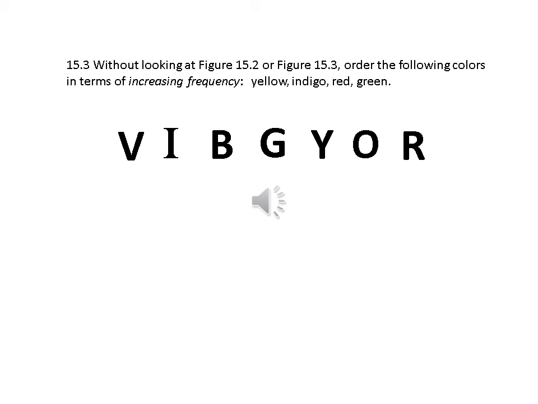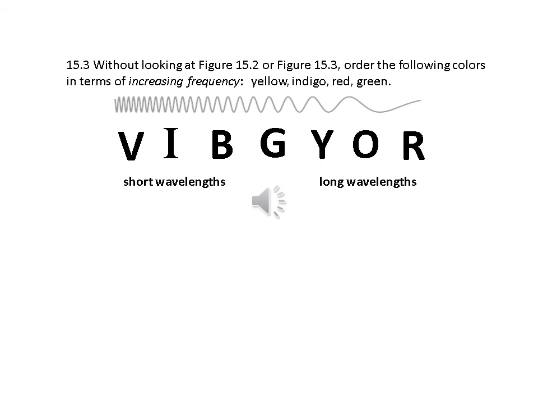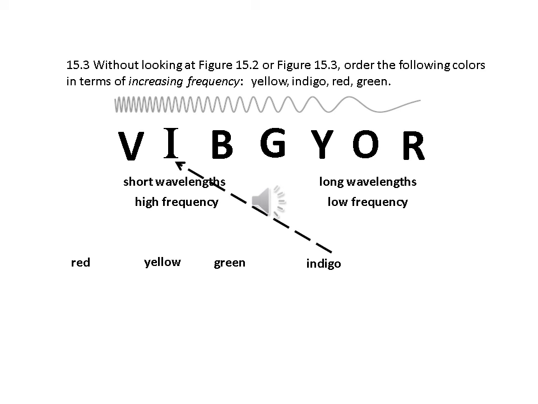Remember that at the right side where red and orange are, you're going to have long wavelengths. And at the other side, where you have violet and indigo, you're going to have the short wavelengths, which means that over by red and orange, you have low frequency. Long wavelengths mean low frequency. And at the side by violet and indigo, you're going to have high frequency. Short wavelengths mean you have high frequency. So the first color you're going to list is red because it has the lowest frequency of all. Next comes yellow, then green, and finally indigo will have the highest frequency out of that list.